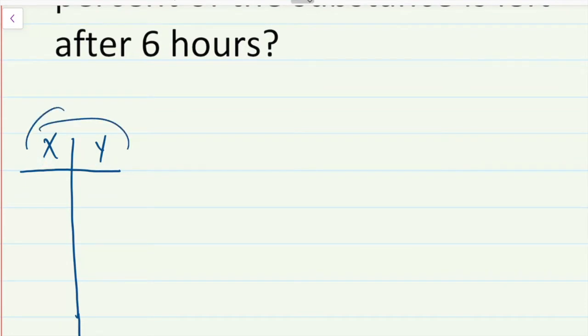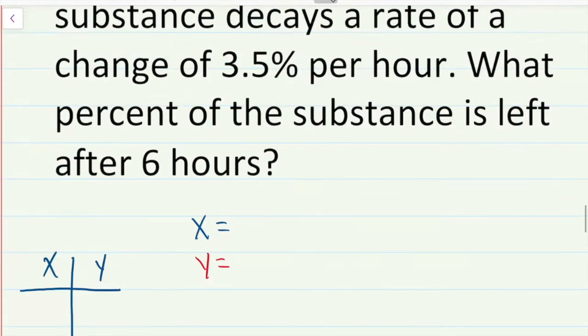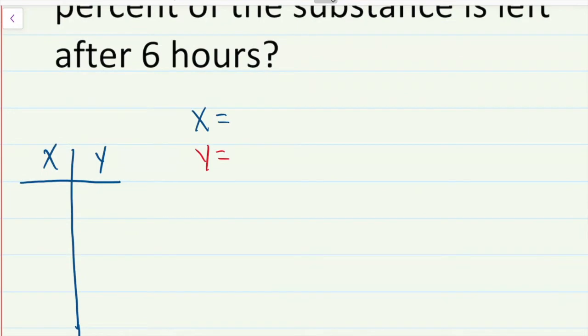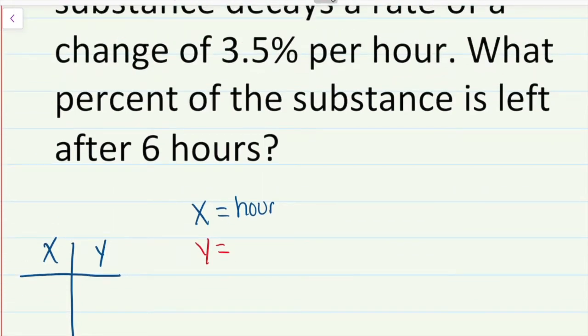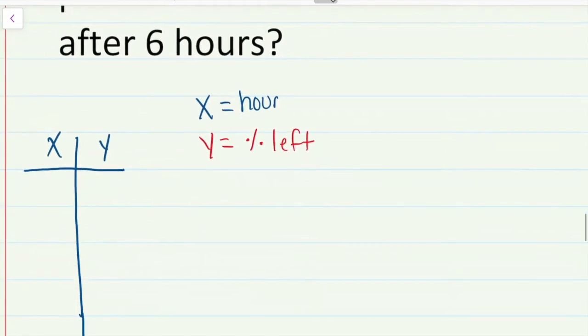We have an X and Y here. Let's label our X and Y. Remember, X is always the input, and we're talking about hours here, so I would say X is hours. And the Y, well, what are we talking about every hour? We're losing something, right? We're talking about how much percent there is left. So let's start with a little example.